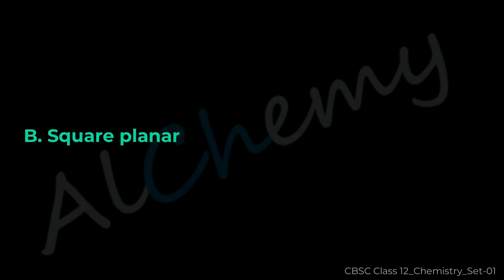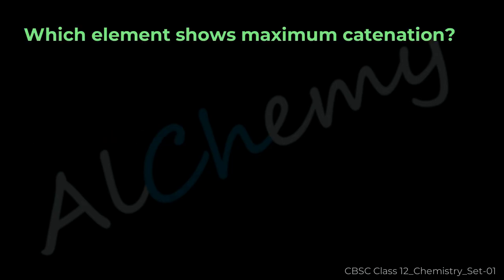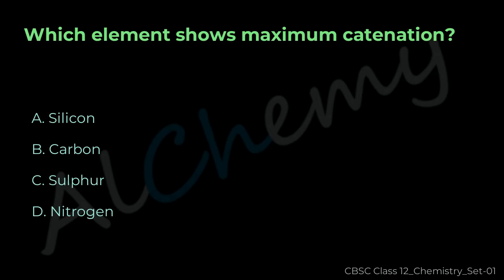The correct answer is B. Square planar. Question 28. Which element shows maximum catenation? A. Silicon. B. Carbon. C. Sulfur. D. Nitrogen.